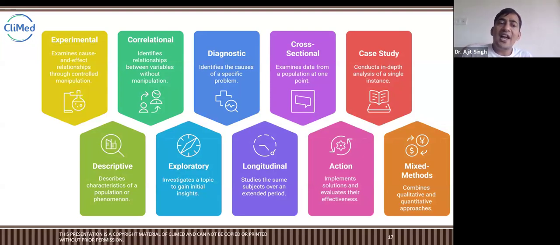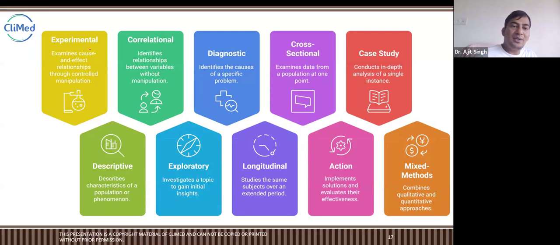So multiple things are there, but there is also something like this that you are seeing on your screen: experimental designs, correlational designs, diagnostic designs, cross-sectional designs, action designs, longitudinal studies. These are different things used for different terms. Quantitative, qualitative, and mixed methods. Descriptive, and experimental means the interventional studies.